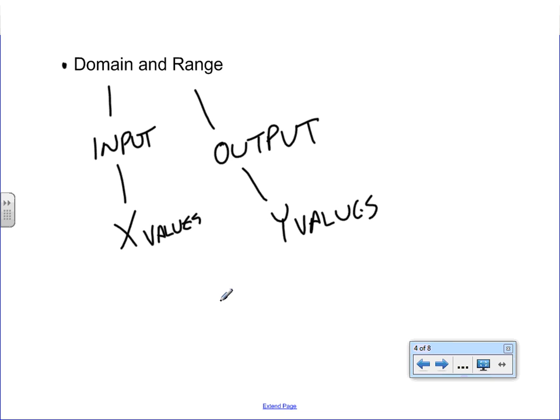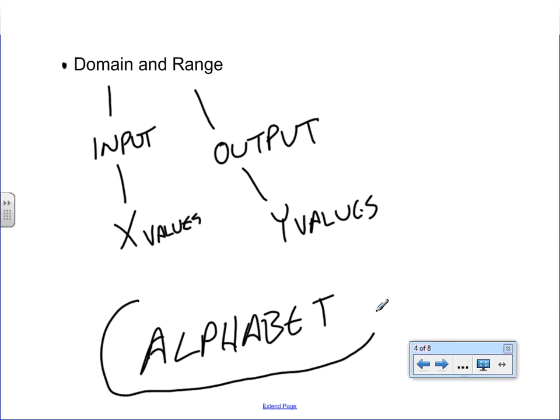Okay? Input, output, x, y, domain, range. What I want to point out to you is the alphabet. The way to keep track of which one's domain and which one's range is alphabetical order. D comes before R. X comes before Y. Input comes before output in the alphabet. So it's an alphabetical order.